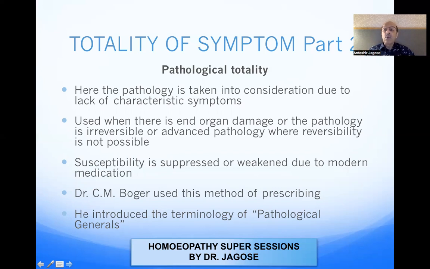Dr. Boger says that in a case where the pathology is advanced, you do not get characteristic symptoms, you only get the common symptoms. And he also says that the mental state is difficult to fathom, especially in the hands of beginners. So even experienced doctors sometimes find it difficult to identify the mental disposition of the patient. So therefore, Dr. Boger says that in such cases, you have to take the pathological generals. He's given examples of pathological generals like calculi, desquamation, moles, nevi, fungi, etc.